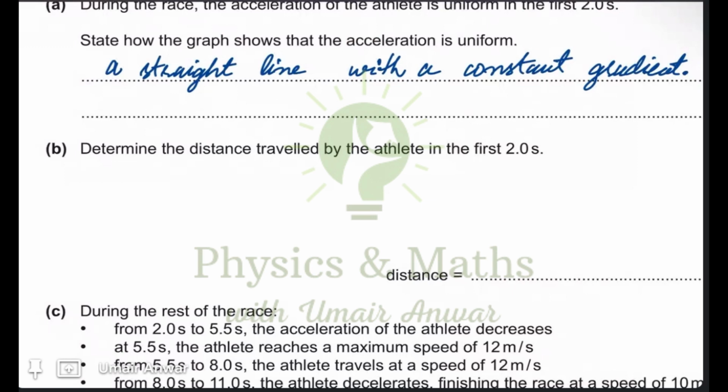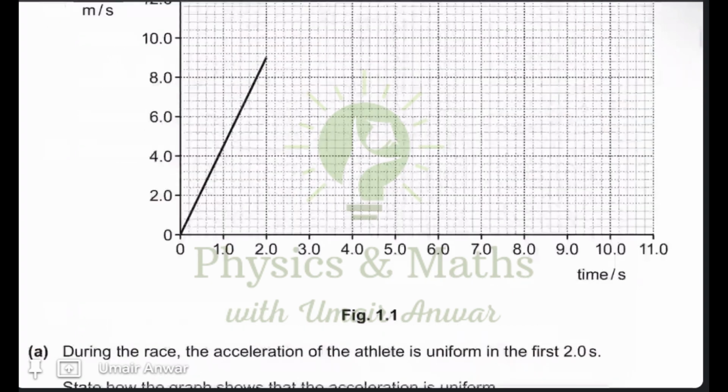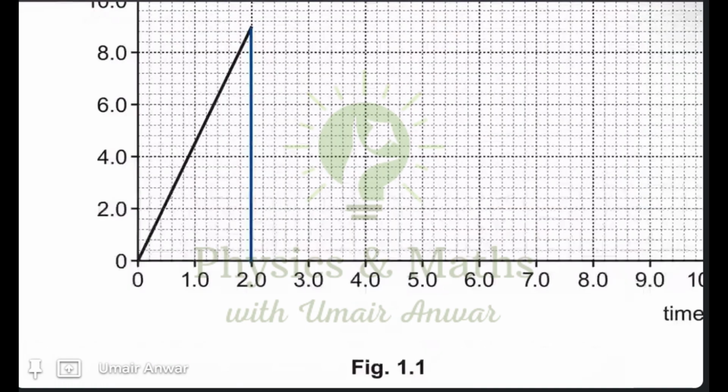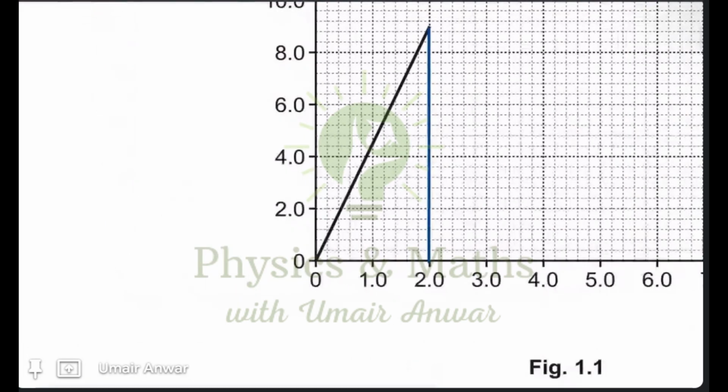Next part, determine the distance traveled by the athlete in the first 2 seconds. In a speed time graph, the distance is calculated by calculating the area under the graph. So if we try to find the area under this line, this would be representing the distance covered in the first 2 seconds. Now we can see that the area under the line is a triangle, and there are 2 dimensions of the triangle which would be used for the area. This is the base, which is of 2 units length, and this would be the height of the triangle, which would be used to calculate the area.